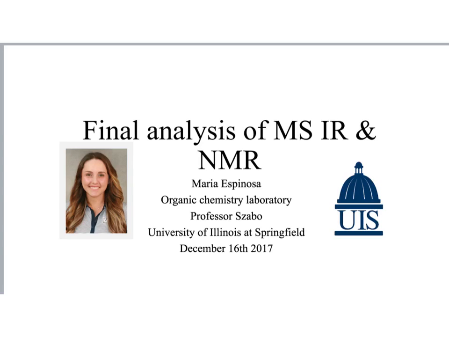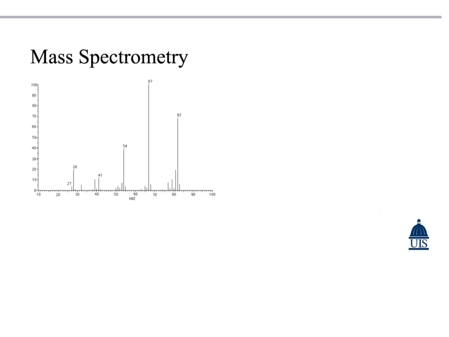This final analysis of MS, IR, and NMR is going to be for the organic chemistry laboratory. The first thing we're going to do is analyze mass spectrometry. The formula is C6H10. To begin with, we're going to see that we have a base peak at 67, and our M plus is 82, which indicates the molecular mass of our compound, C6H10. Then we have to look at the difference between the important peaks and the M plus.